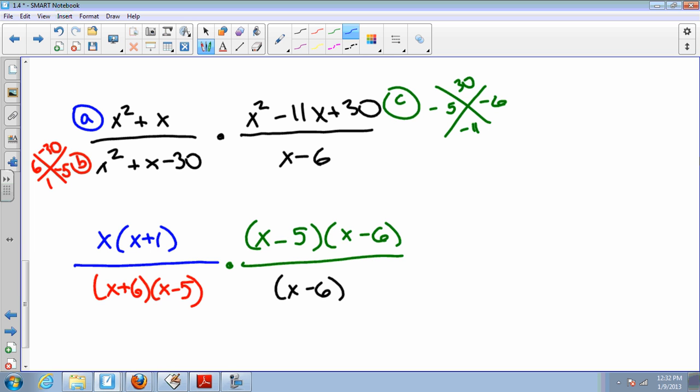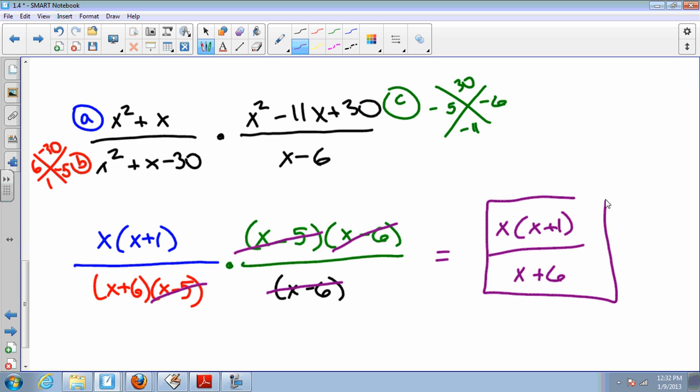We now see that there are some common factors that we can cancel. So we have an x minus 6 and an x minus 6. We have an x minus 5 and an x minus 5. So we are left with x times x plus 1 over x plus 6. There's no need to distribute in the numerator. We can leave it just like this.